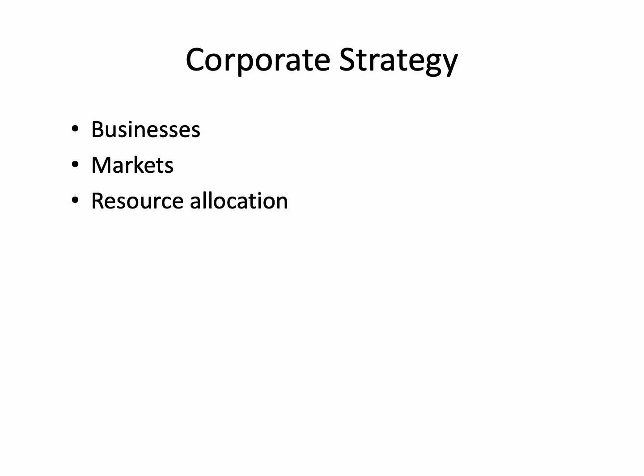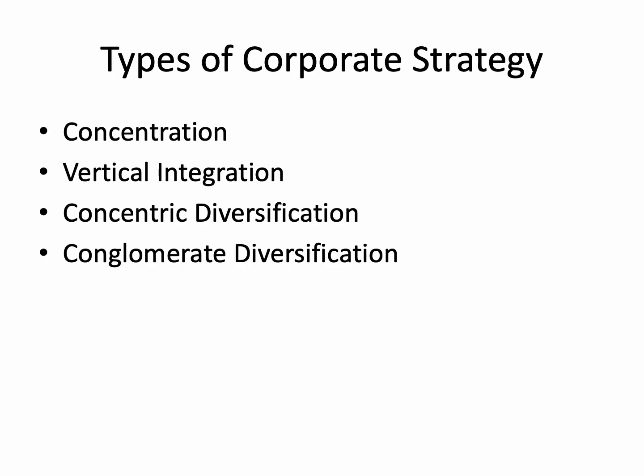Next, we move to corporate strategy. Corporate strategy defines the overall direction of the organization. It answers the question, what business should we be in? It also determines how resources are allocated across different business units. There are four main types of corporate strategy.